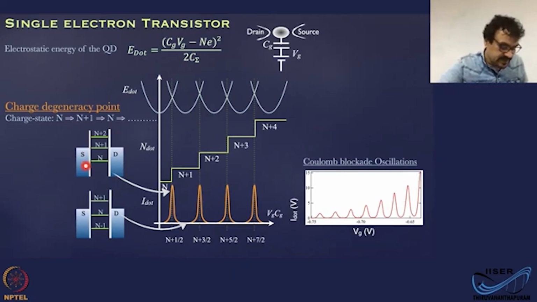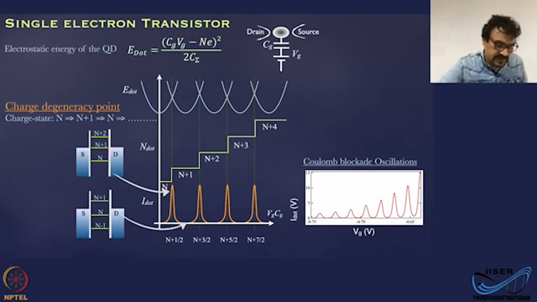Here, this cartoon shows the energy level alignment inside the dot with source and drain. So it is basically aligned with the source and drain, which makes it favorable for the electron to go through the system.